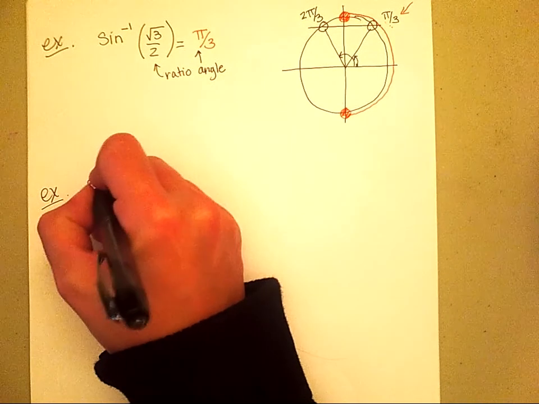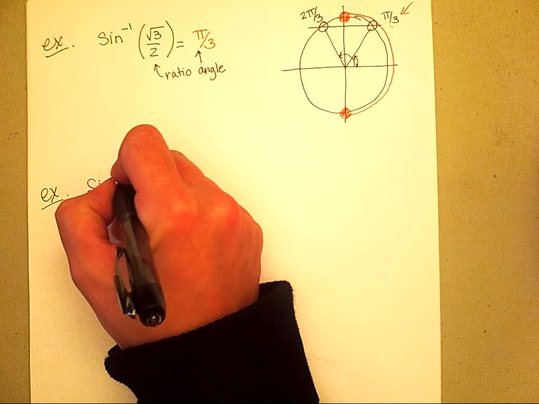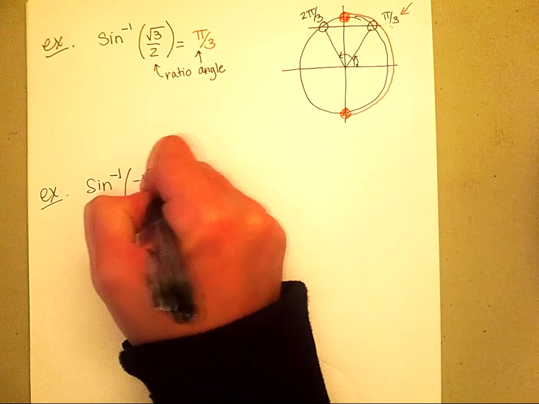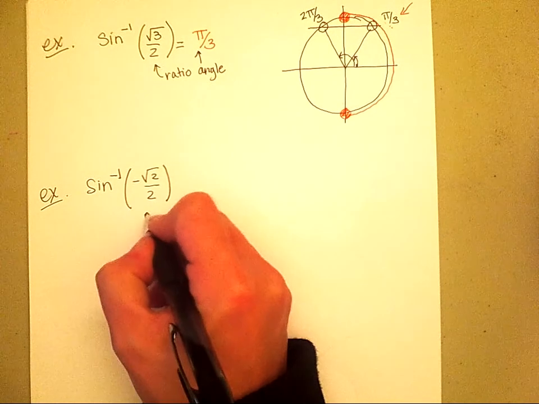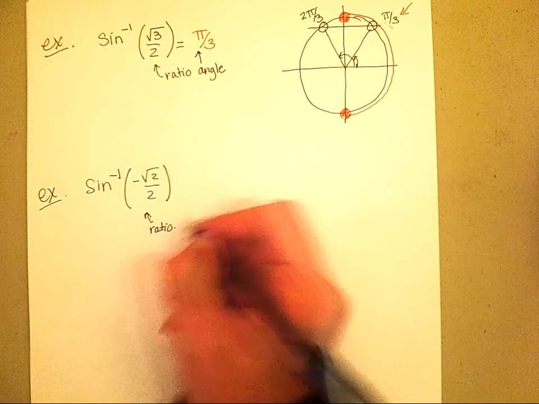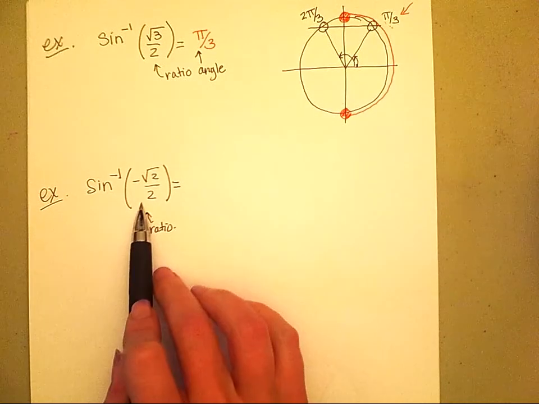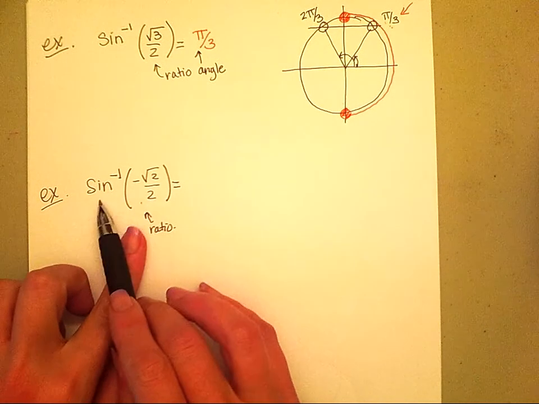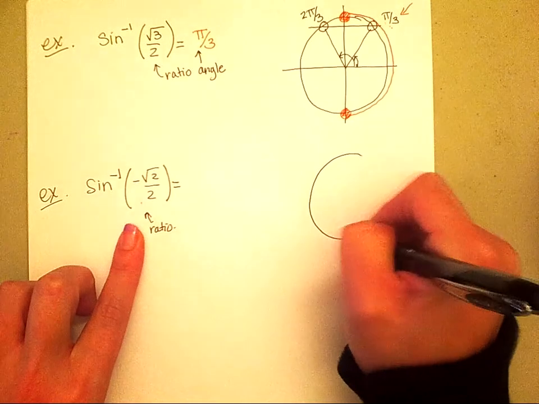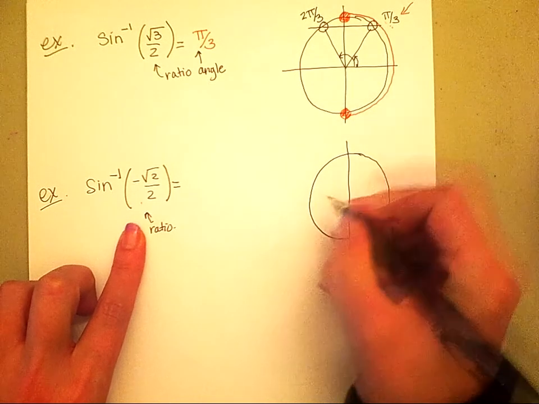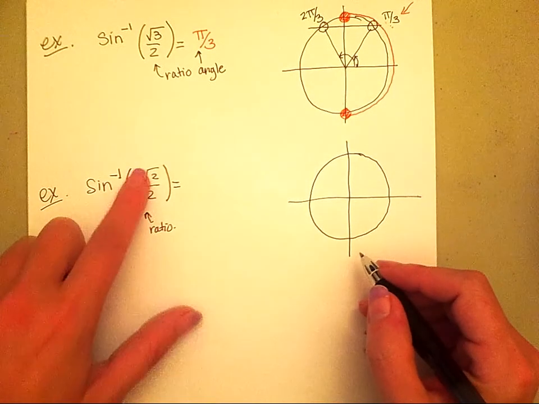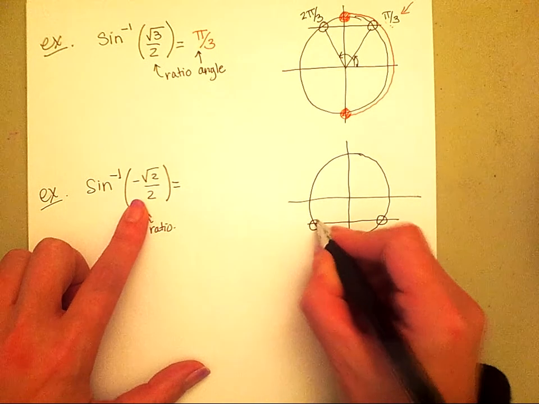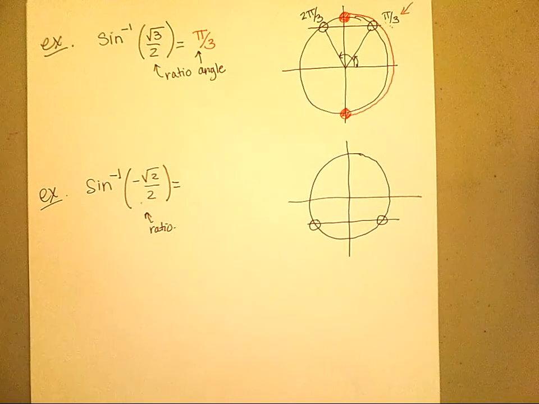Here's another one. Let's look at the inverse sine of negative root 2 over 2. Here again is a ratio that I'm putting in. And a good way to think about this is really saying, tell me the angle whose sine is negative root 2 over 2. Well, I like to draw the picture. So where the sine is negative root 2 over 2 happens in two places on one looping of the unit circle.